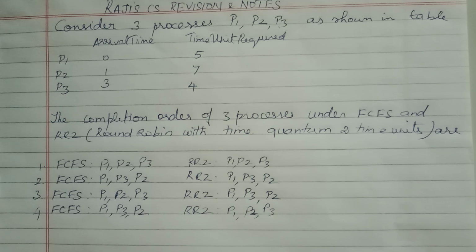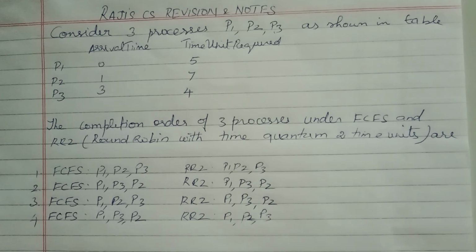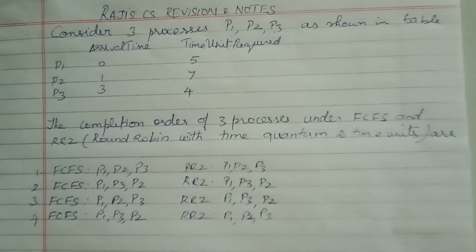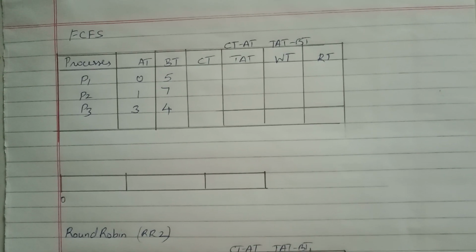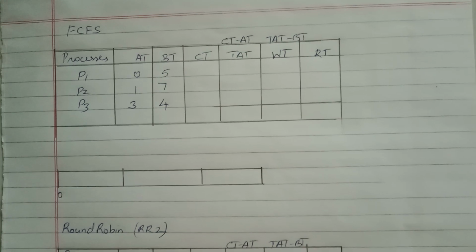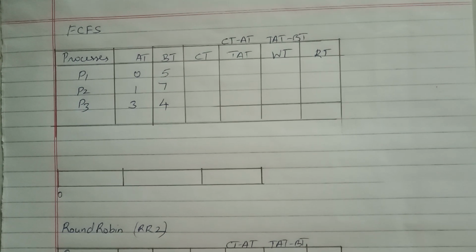They have given the options. So let us solve this problem. First we have to solve using FCFS, first come first serve, and then the round robin method. Let us see how to solve the problem. Now first let us solve this problem using the FCFS or first come first serve method.